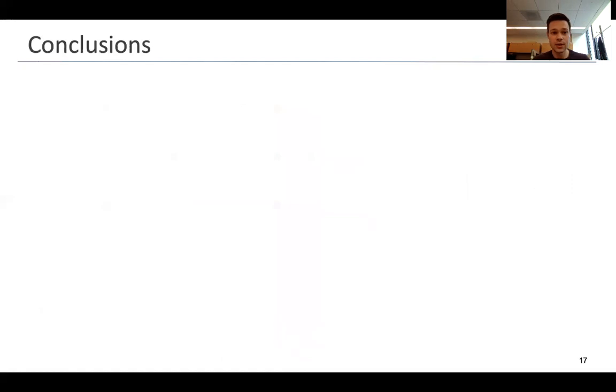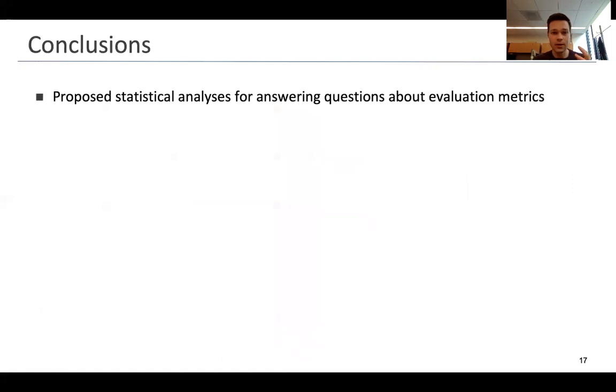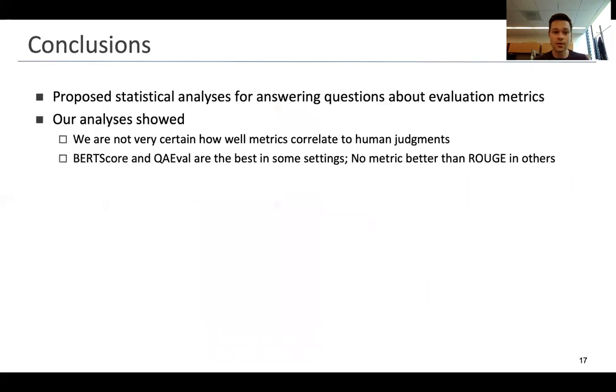So to wrap up this presentation, we proposed a set of statistical analyses for answering questions about evaluation metrics. And our analyses showed that we're really uncertain about how well automatic metrics actually correlate to human judgments. That being said, we were able to show that BERTScore and QA-eval are actually better than the other metrics in some settings, but in others that no metric is really better than Rouge.